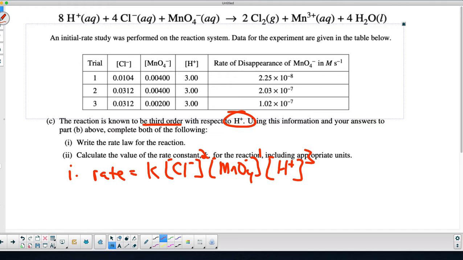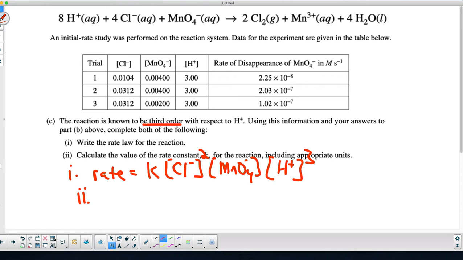So the rate law is K, Cl minus to the second for the second order, MnO4 to the first for the first order, and H plus to the third for the third order. So that makes this a 6-order reaction because I add them all up as I go across. Most times, though, you will not see a 1 for a first order. It will just be written without the 1, because that's what we do in chemistry. We write stuff without 1s. So let's take a look at I2.